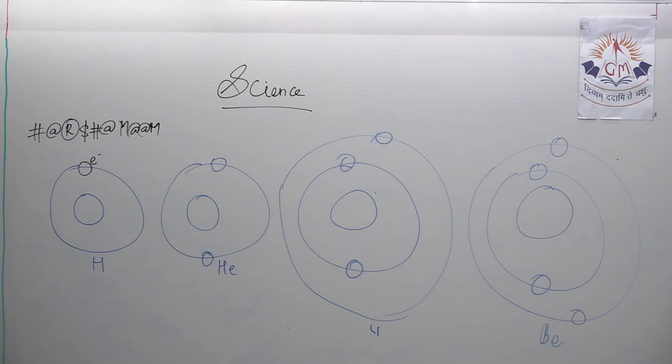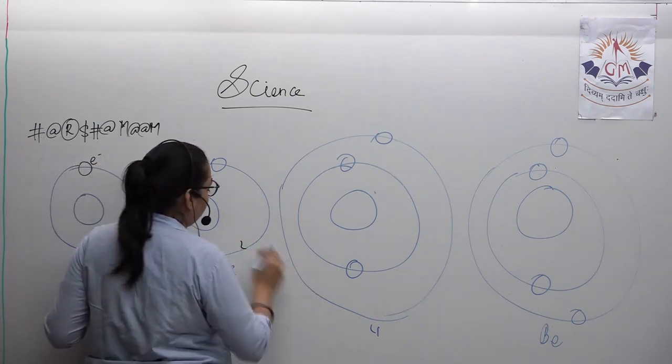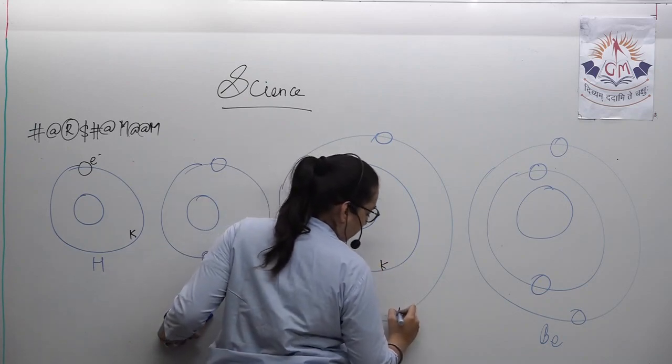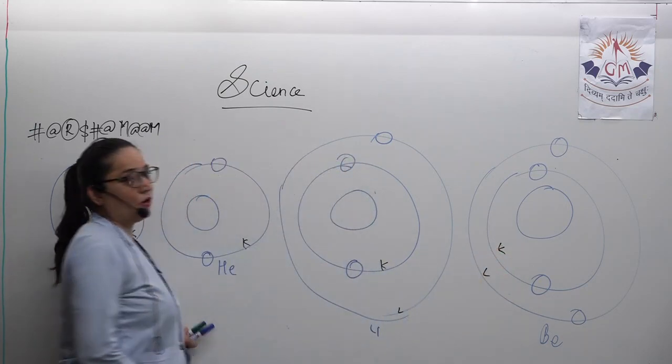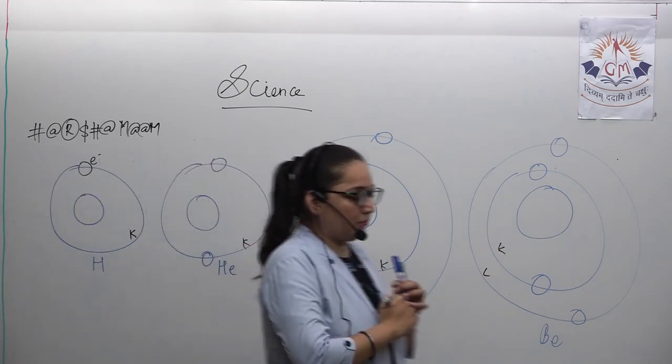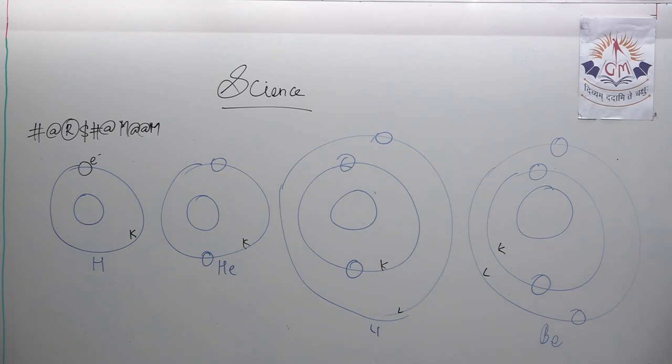Properly draw first the nucleus, then the first shell, that is K shell, then L. Okay, be quick. Be quick.